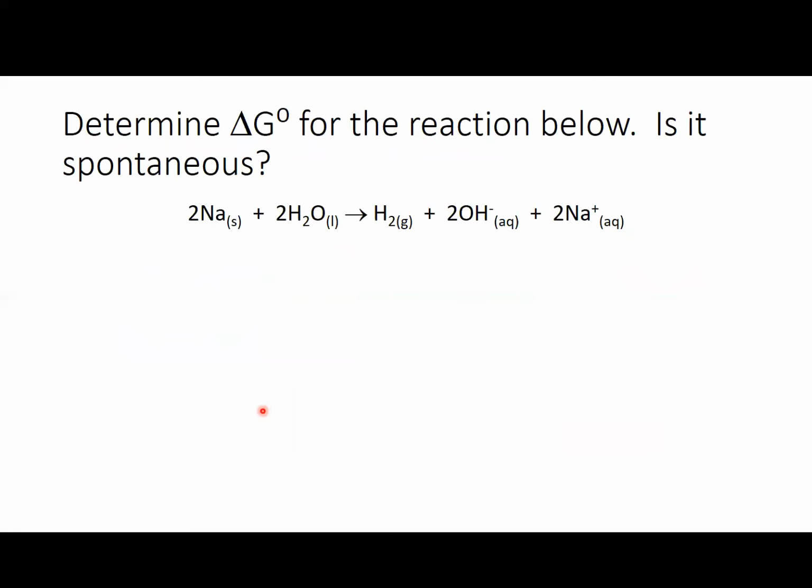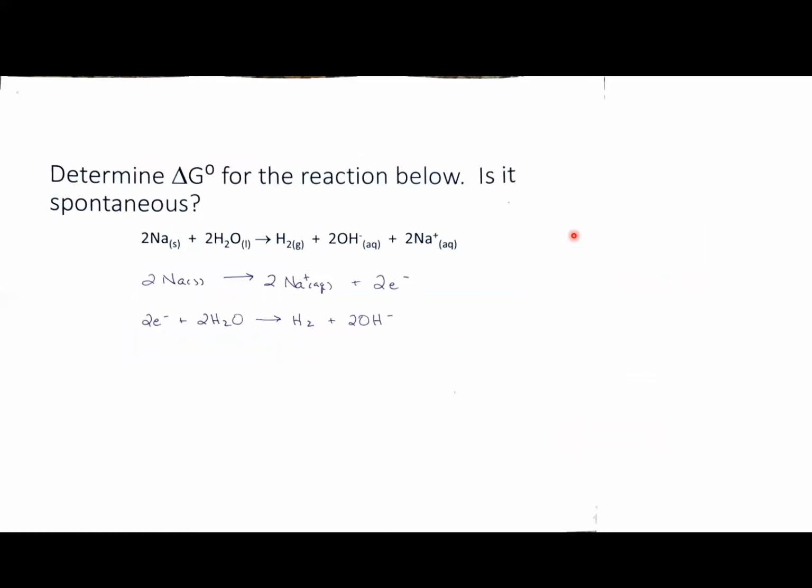So how would we determine the delta G naught for this reaction? And is it spontaneous or not? So what we have here is water being added to sodium, producing hydrogen gas and hydroxide, and 2 sodium ions. So is this spontaneous? How do we figure this out? Well, let's break it up into its 2 half reactions. On this side, we've got sodium, and on this side, we have sodium plus. That means it's being oxidized. It goes from a 0 to a +1 charge. There are 2 of them. It ends up giving off 2 electrons.